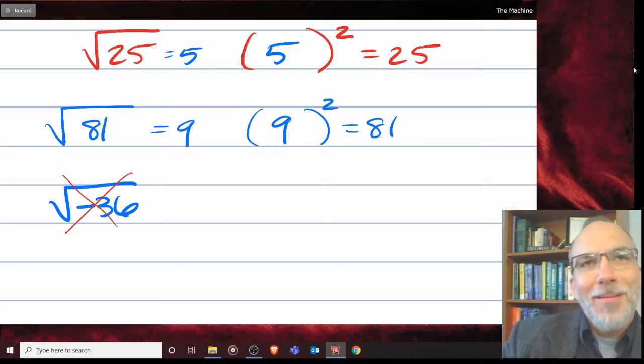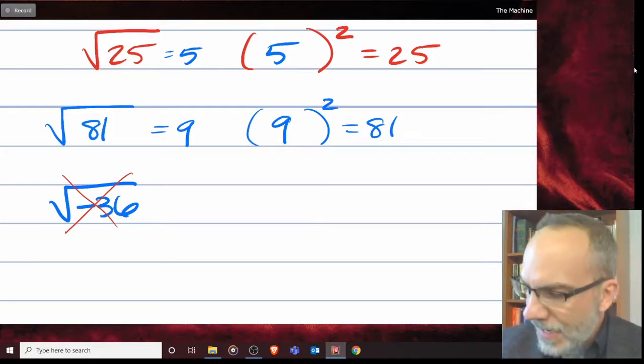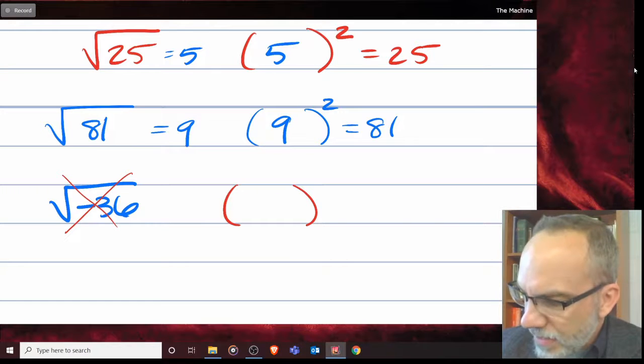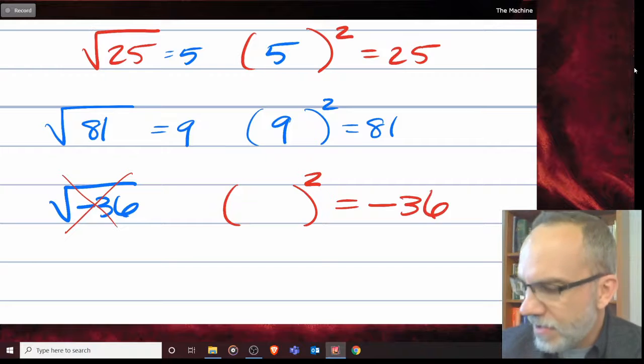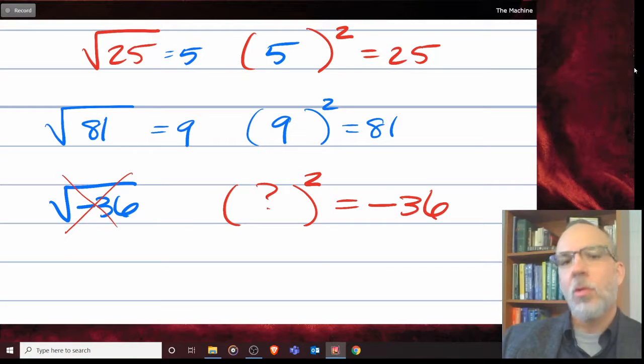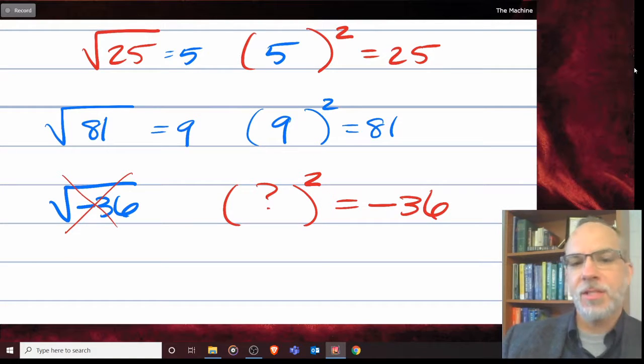But why? What question is a root asking? It's asking me, what's the base that when I square it, I get negative 36? What squared is negative 36?